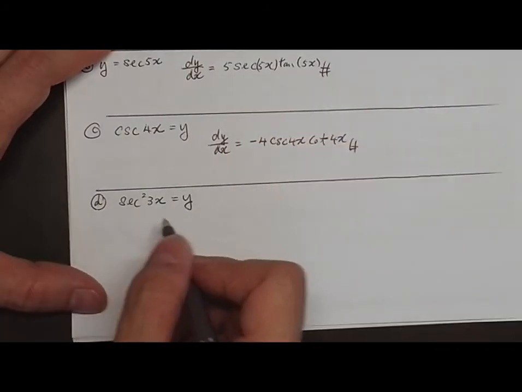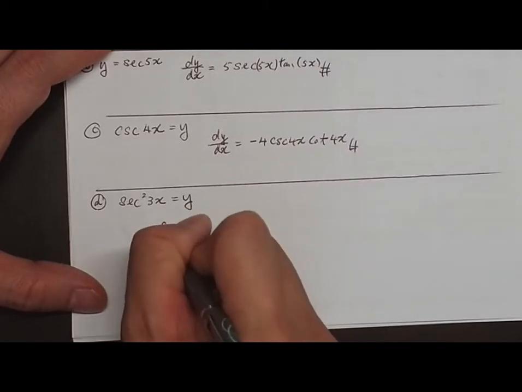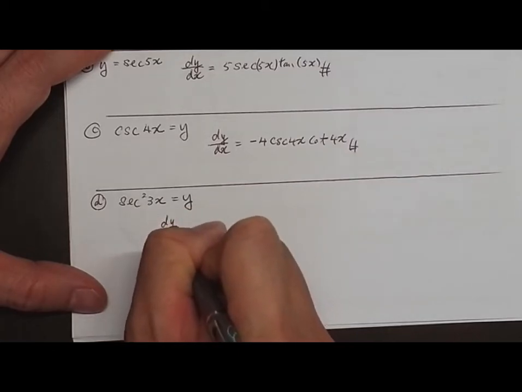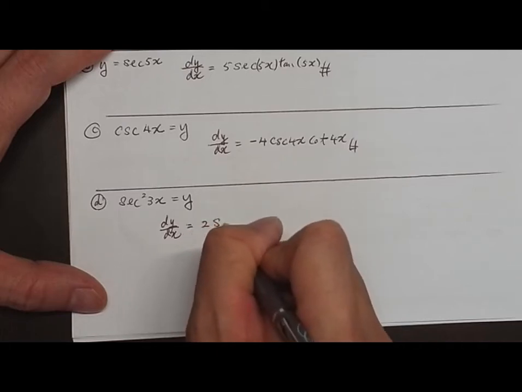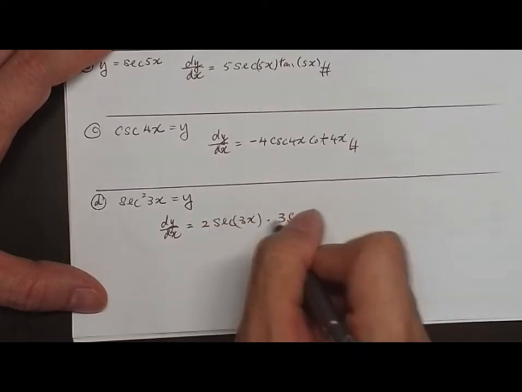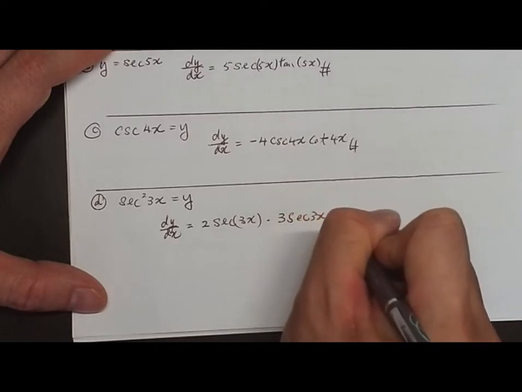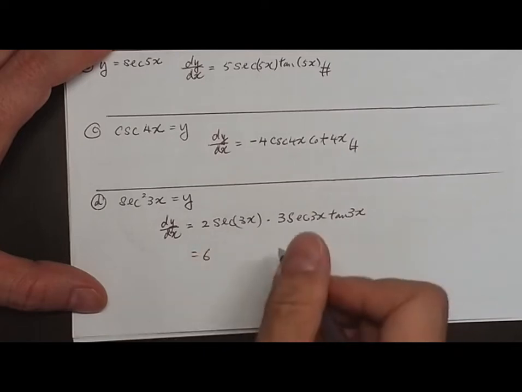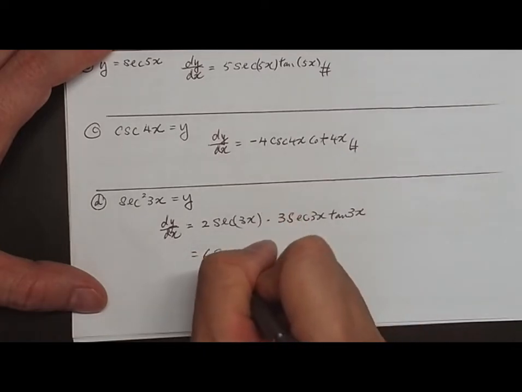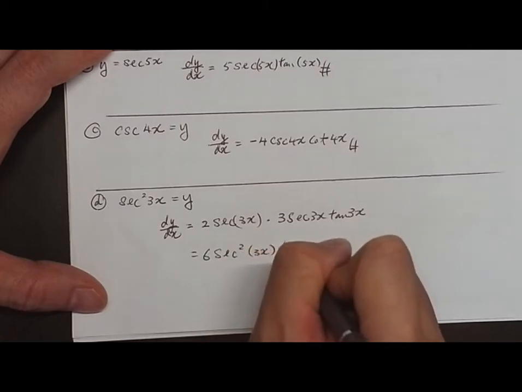And D, y equals secant squared 3x, dy by dx is equal to 2 secant 3x multiplied by 3 secant 3x tangent 3x. So it's equal to 6 secant squared 3x tangent 3x.